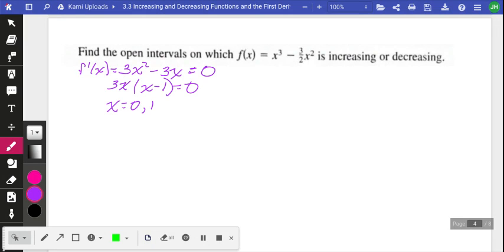So we know where it's 0. I get a number line because I want to know where it's negative, and I go ahead and plot my 0 and my 1. I'm going to put 0 on top because they're zeros. They're what makes the slope 0.